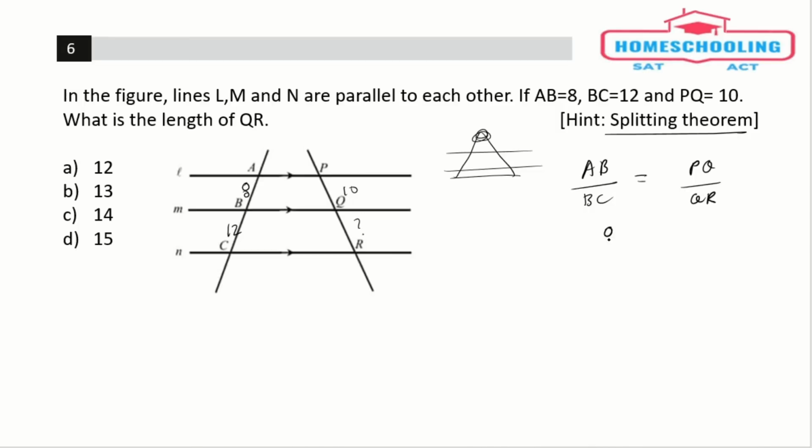So AB is 8, BC is 12, PQ is 10, and QR. So QR would be 10 into 12 by 8, 4 times 5 times, so QR would be 5 into 3, 15. So your answer would be 15. Now moving to the next question.